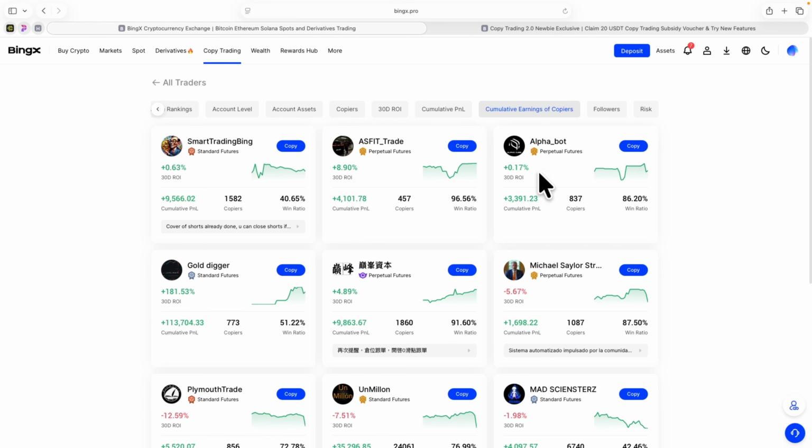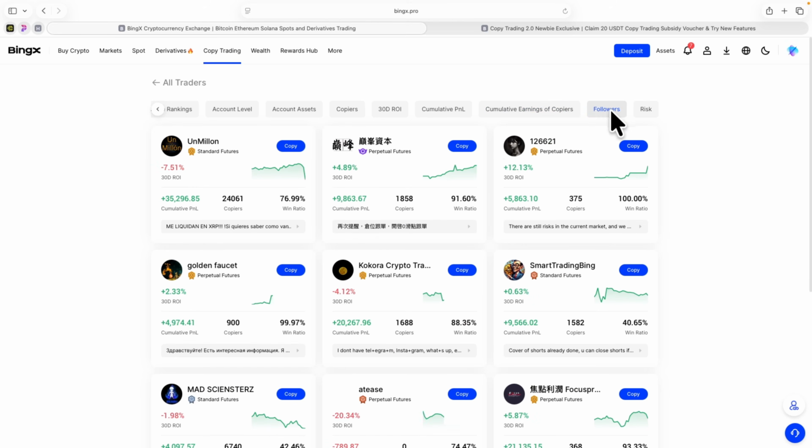I'm able to see the other traders right here. And then you have followers here. So for followers, this is one that will show you the traders with the highest number of followers. So on this list, you can see this first person has the highest number of followers, followed by this person, and then this person, and so on like that.